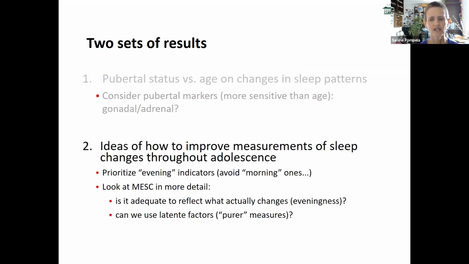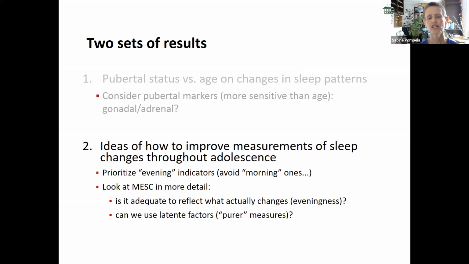Now, I'd like to spend the last couple of minutes trying to discuss how we can improve measurements of sleep changes throughout adolescence. So I think the first point here is that we have to prioritize collecting data on how individuals feel in the evenings, because how they feel in the morning, if the perfect storm model is really correct, wouldn't be very sensitive to changes at different ages or different stages of puberty.